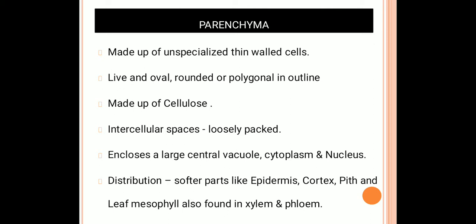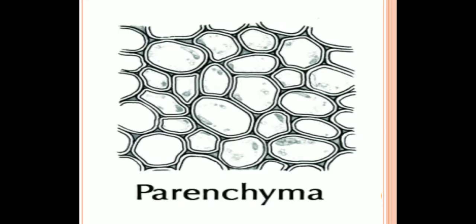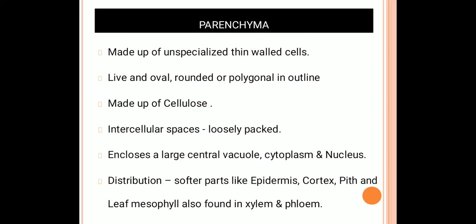Each parenchyma cell encloses a large central vacuole, then cytoplasm and then the nucleus. Here you can see the picture. It has the round vacuole, then the nucleus and then the cytoplasm. So where can we see this parenchyma in the plant? Just remember it, in a large plant or tree.